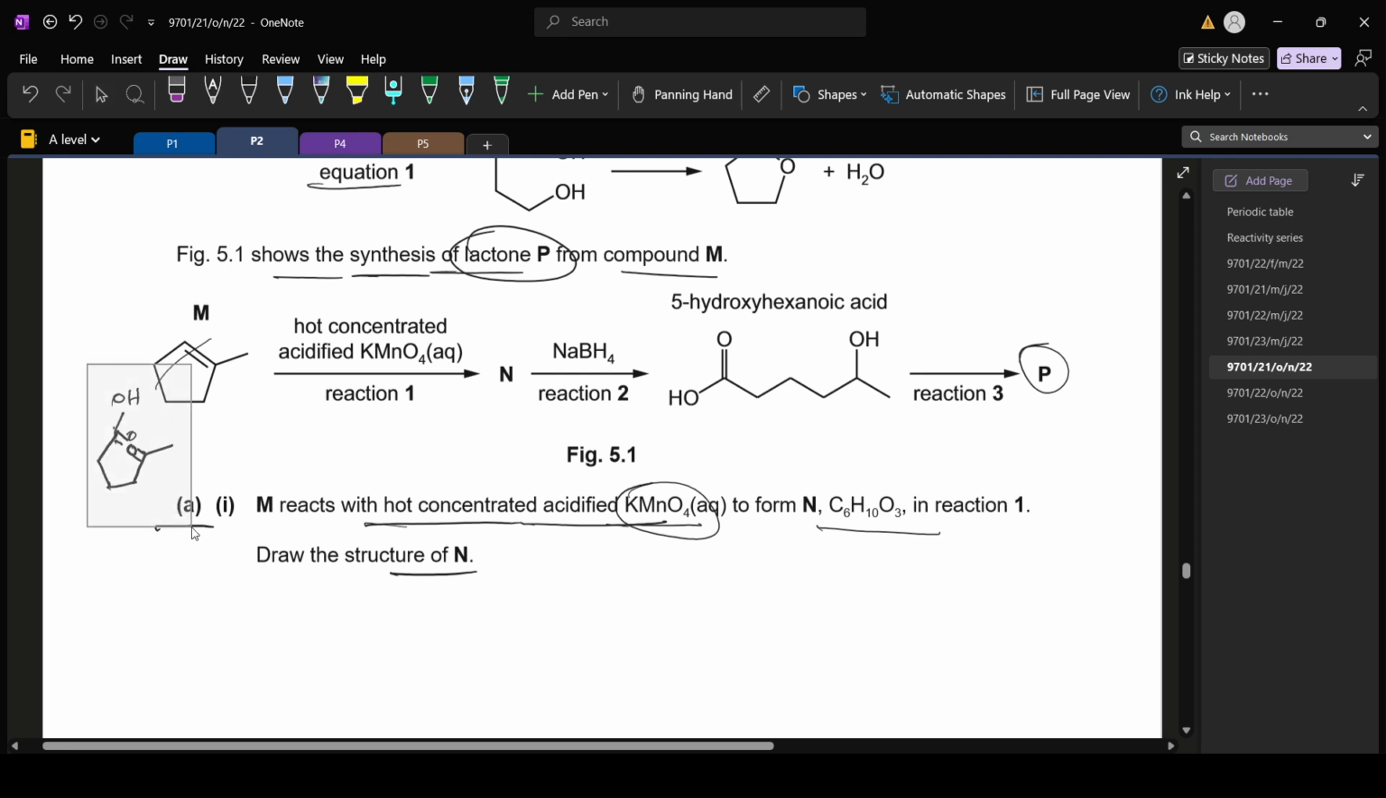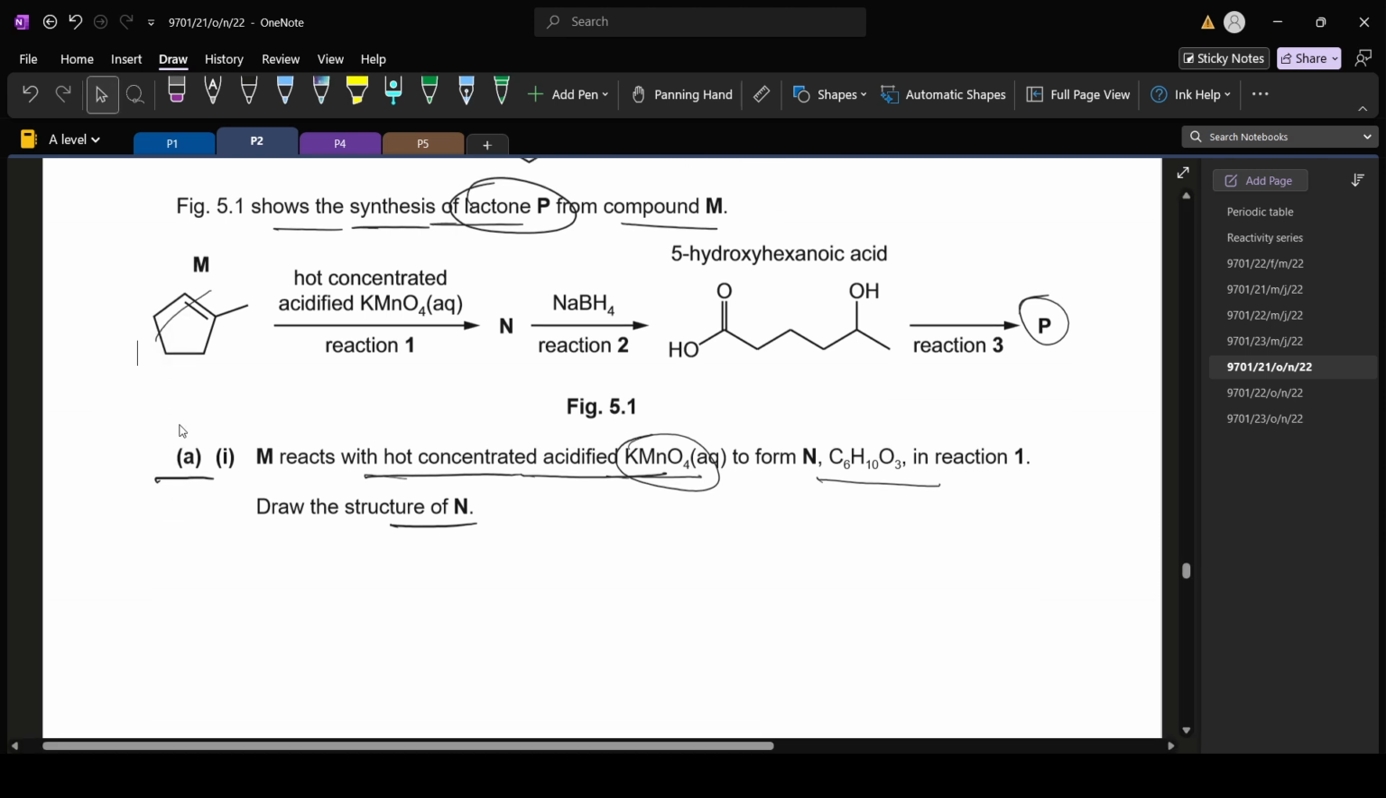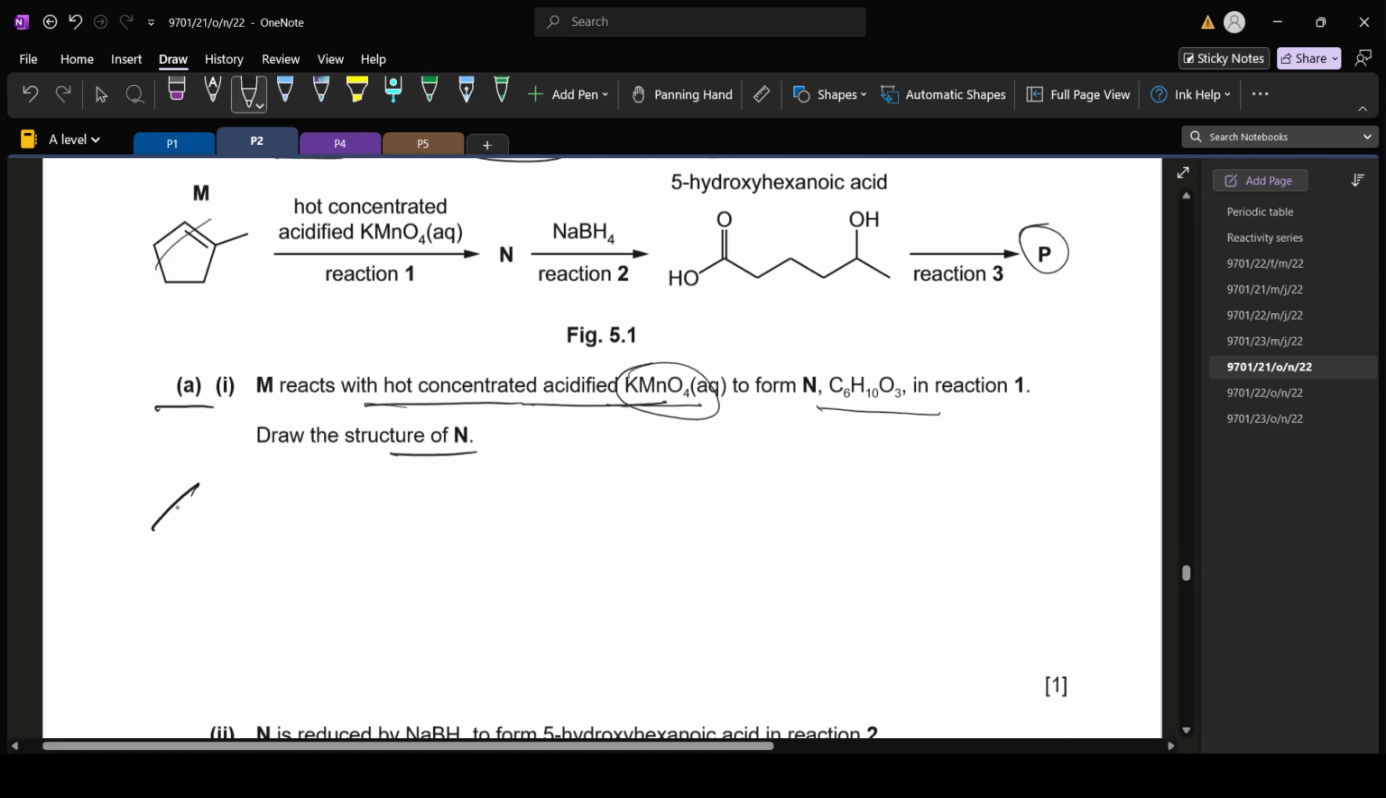Let's make it bigger. Let's draw first this here. Okay, so this is a double bond, and this double bond will break down. Okay, let's break the double bond.